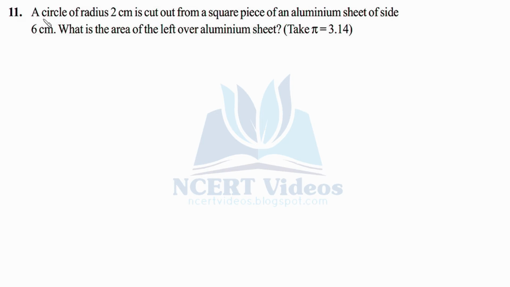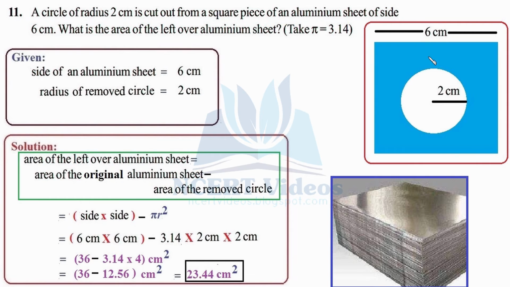Question 11. A circle of radius 2 centimeter is cut out from a square piece of an aluminum sheet of side 6 centimeter. What is the area of the leftover aluminum sheet? Take pi equals 3.14. We can visualize this question as follows. Here we have a square piece. This is your square piece with each side as 6 centimeter. This will be 6 centimeter again, and the area will be 6 times 6, that is 36 centimeters square.